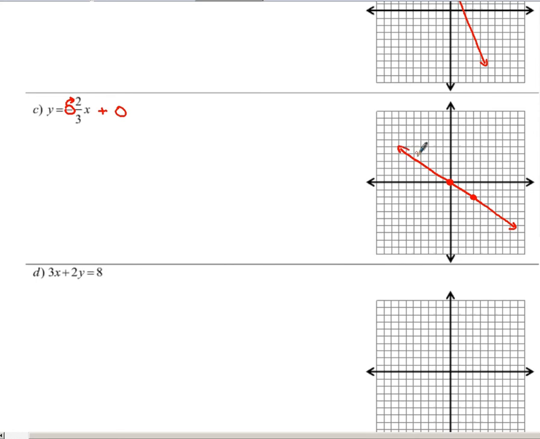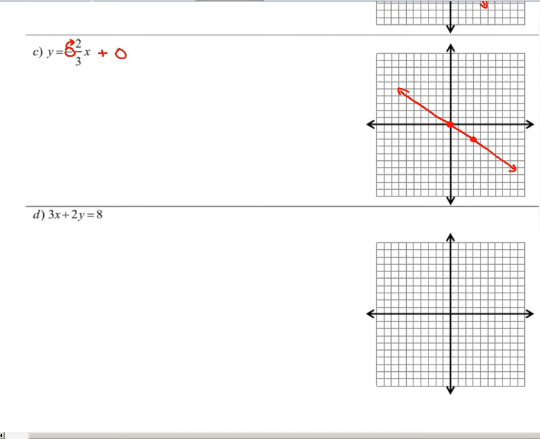So there's a general application of slope-intercept form, assuming that y is already by itself, right? These first 3 are set up pretty nice. We get down to part D. On part D, we see that y is not by itself, so what we do is we first solve for y. We put it in the slope-intercept form and graph from there.